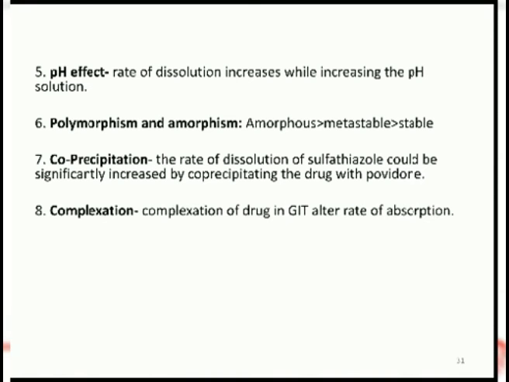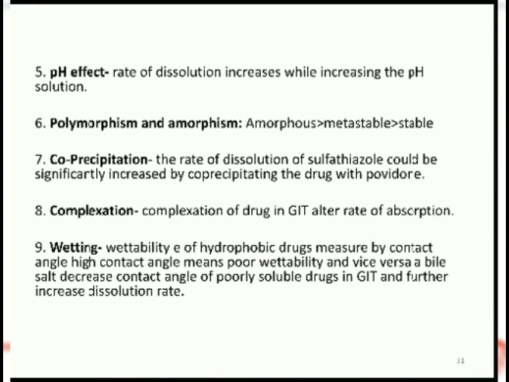The USP paddle apparatus 2 consists of a paddle attached to the end of a stirring shaft, which in turn is attached to a variable speed motor. The paddle is immersed in the dissolution medium contained in a round bottomed 1000 ml container, which in turn is immersed in a constant temperature bath to maintain the temperature at 37 degrees Celsius.